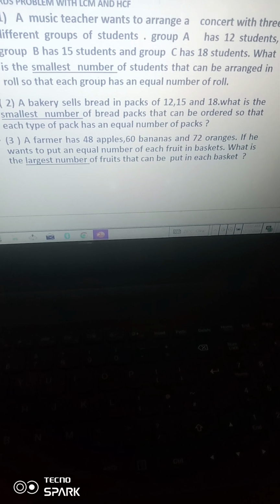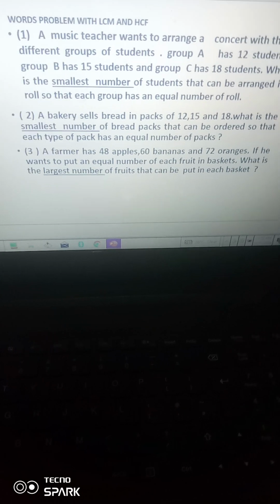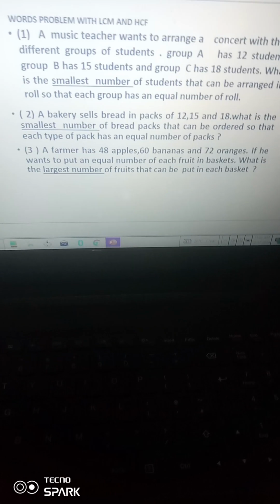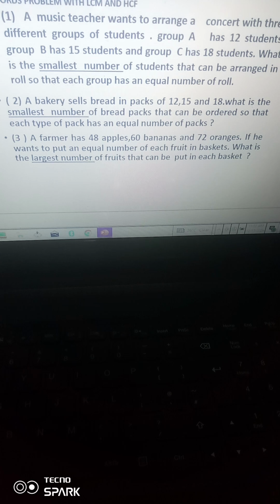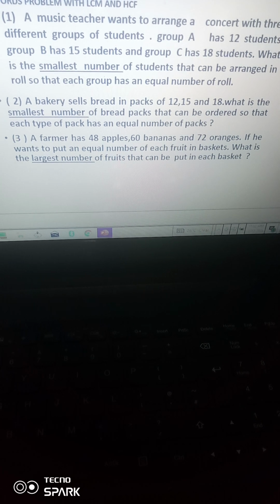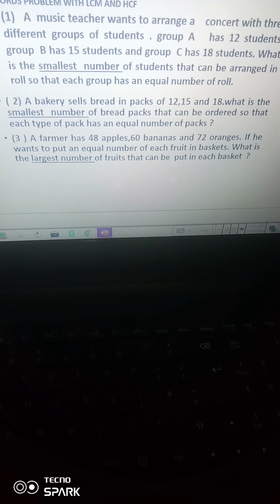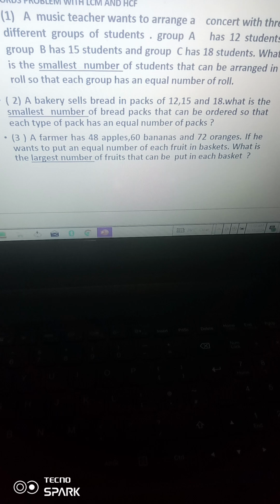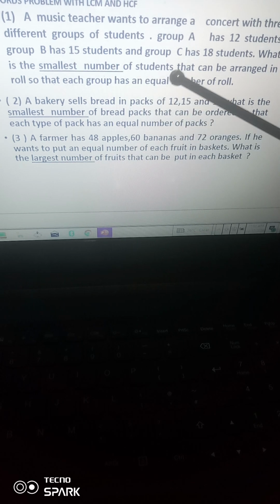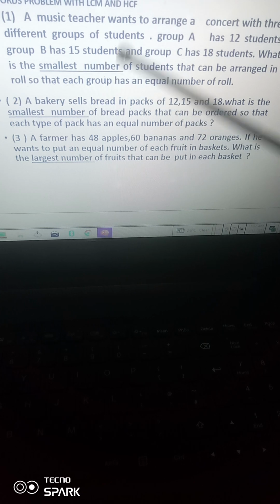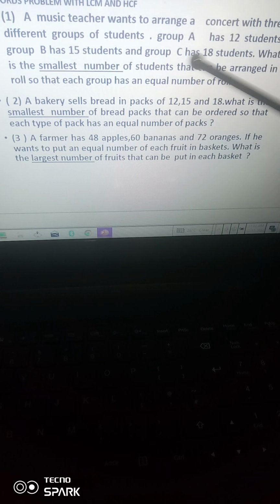Yes. This question is asking you to find the LCM of 12, 15, and 18. And that is all. Because of the word the smallest number of students that can be arranged, the smallest number. So what you will do in this case is find the LCM of 12, 15, and 18. And that gives you the answer.